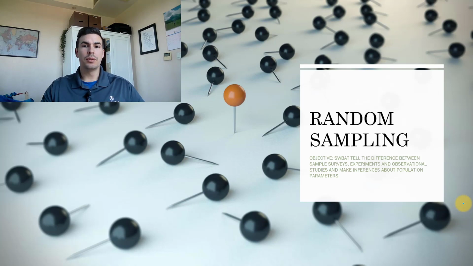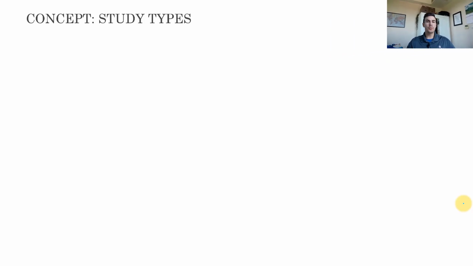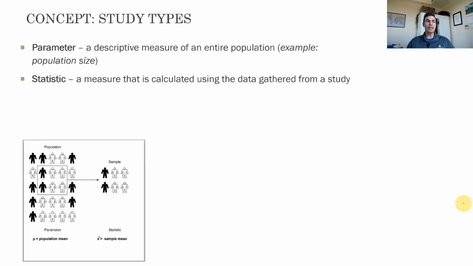So let's hop into the concepts, and first thing we need to do is take a look at some vocabulary words. Now, first thing, we need to know the difference between a parameter and a statistic. Okay, a parameter, think P, right? Parameter, P for parameter, is talking about your entire population. All right, so that is some sort of descriptive measure that is referring to the entire population.